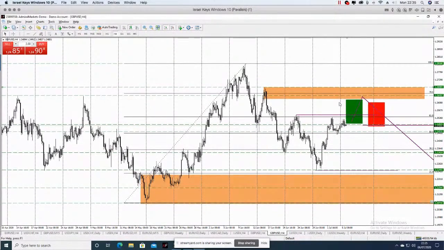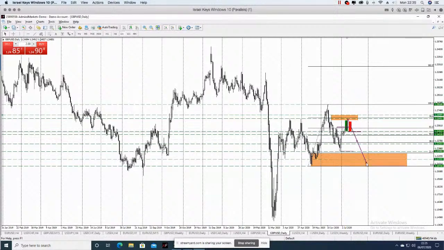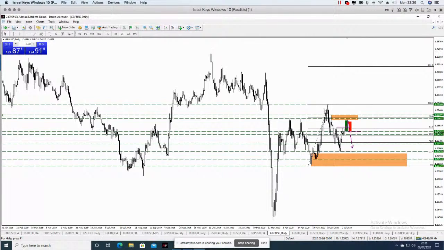So I'm calling this on GU. I might be wrong, but I'm calling the fact that we are likely to see this back into this order block here, at least this week, and maybe all the way down to here. So this would be my scenario for GU.